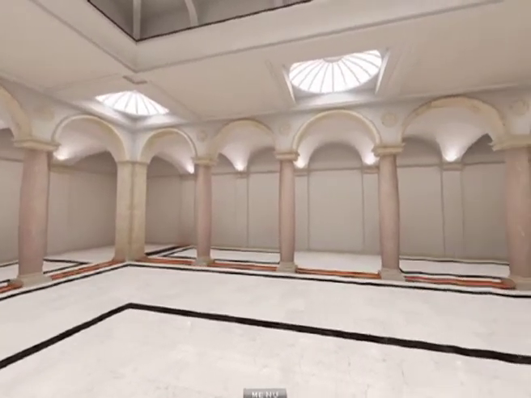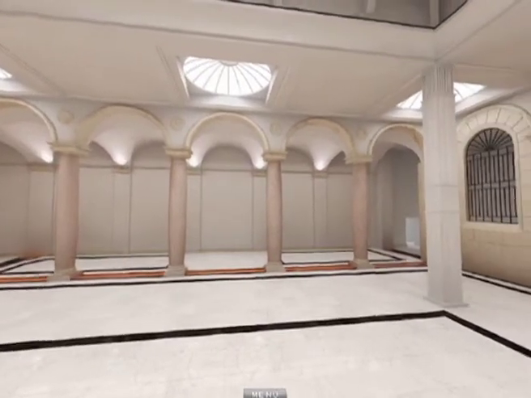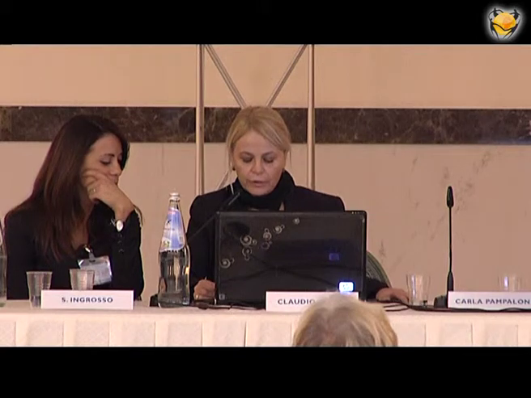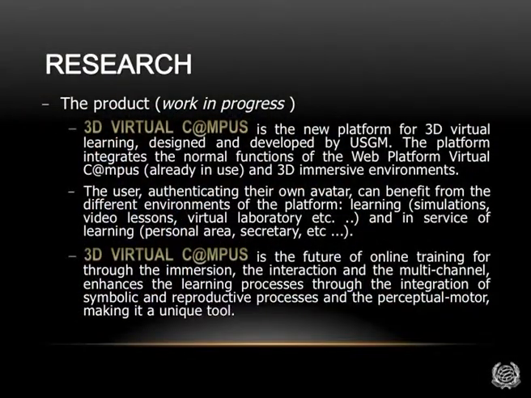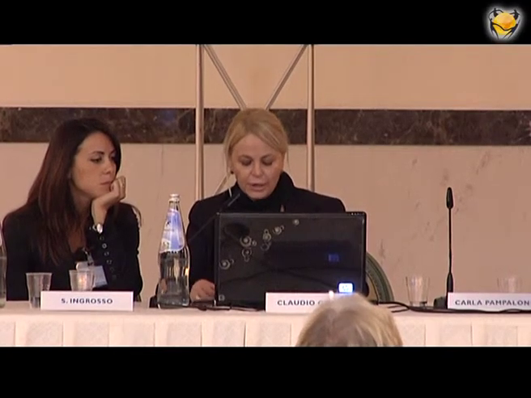By letting learners practice in a virtual environment, you will not only be able to see what they've learned, but also their approach and thought process to a problem. The goal is to enhance learning, achieving a higher level of concentration and motivation. The user, authenticating their own avatar, can benefit from the different environments of the platform: learning, stimulation, serious games, etc., and in service of learning, personal area, secretary, etc.